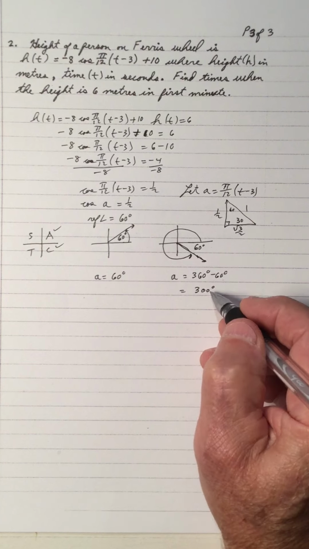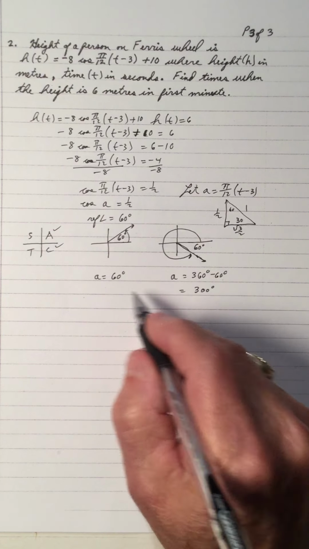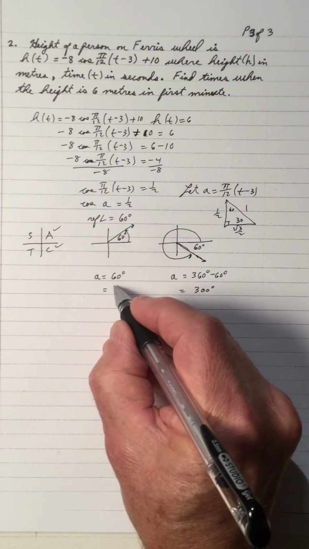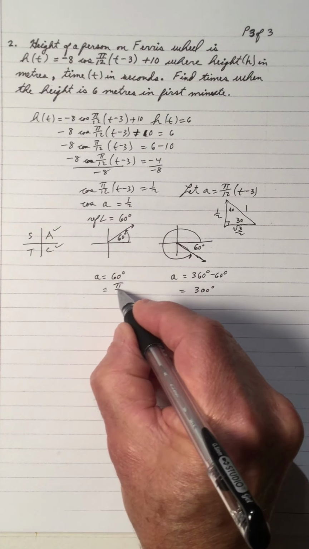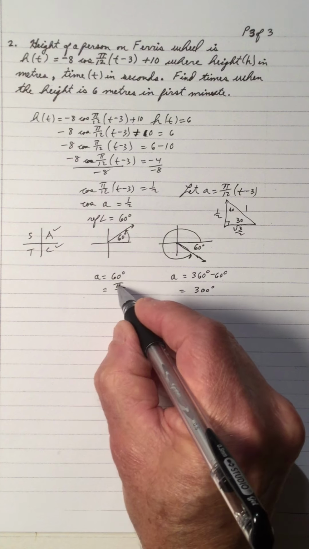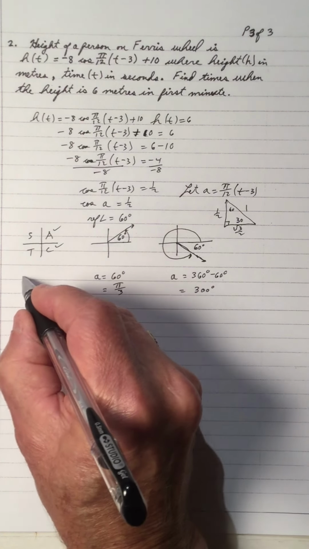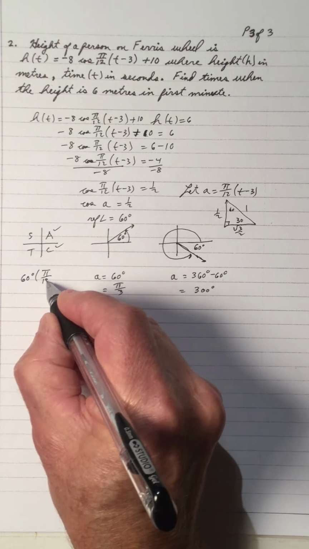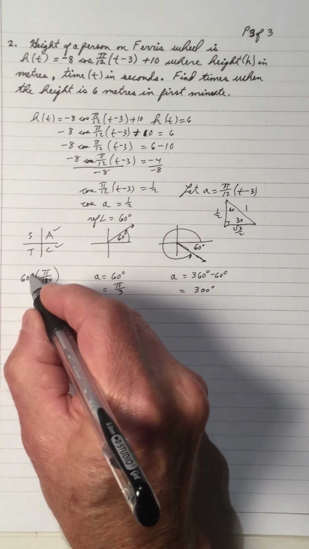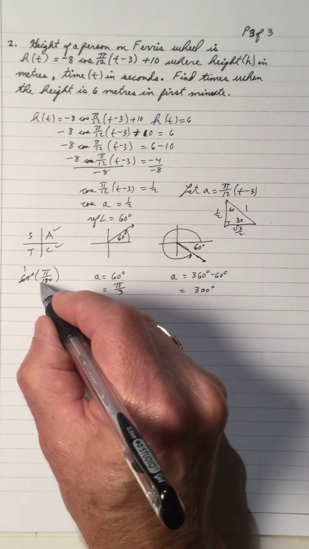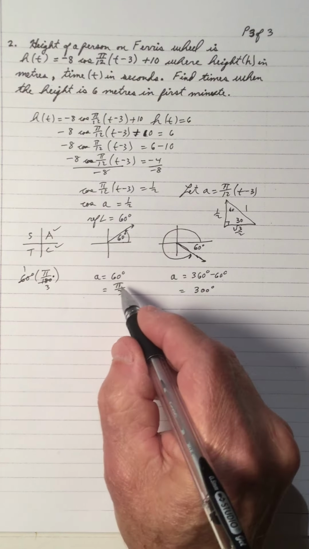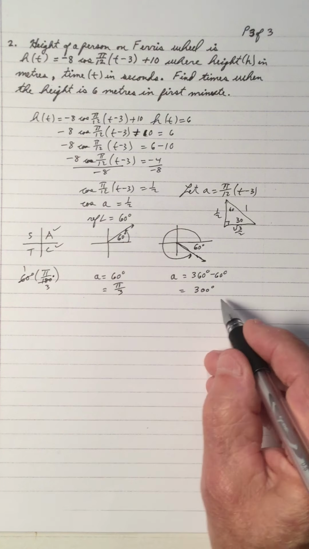But notice, I work it out in degrees, and then I find it easy to change the degrees to radians. So A becomes 60, which is pi over 3. 180 divided by 3 is 60. Or we can go 60 times pi over 180. And 60 goes into 60 once, and into 180 three times, so it's pi over 3.